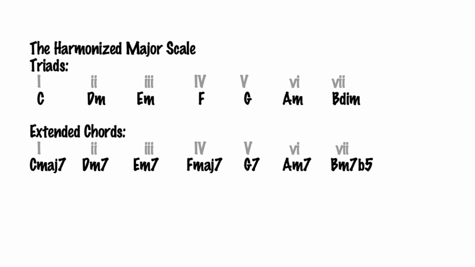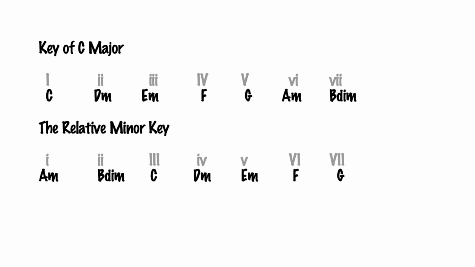So where does the E7 and the F minor fit in? Let's start with the E7. Every major key has a relative minor key that shares all the same notes and all the same chords. The relative minor key always starts from the sixth note of the major scale. So the relative minor of C major is A minor.